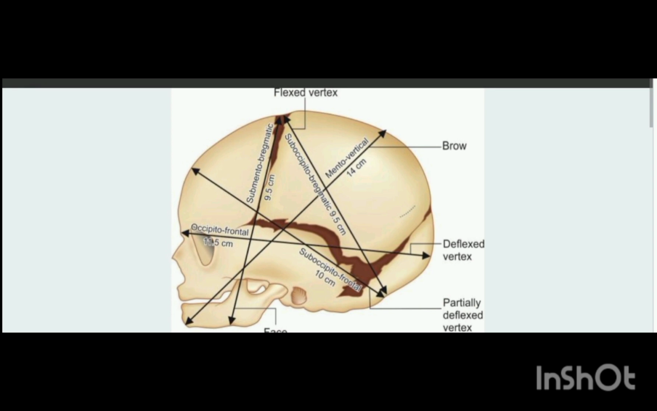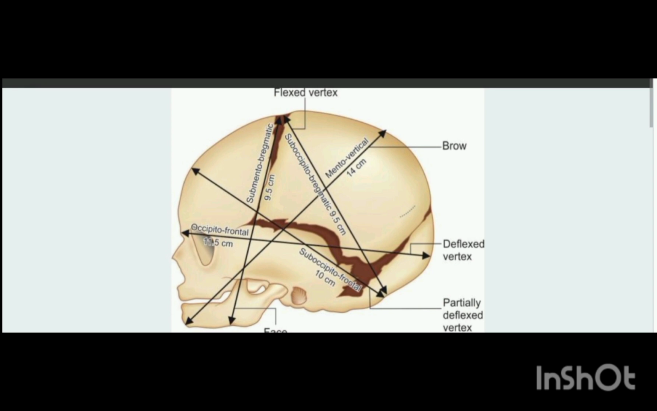And suboccipitobregmatic, the next diameter, is from the lateral portion, below the bony prominence of the occiput, to the bregma or anterior fontanelle. This is called the suboccipitobregmatic diameter. It is about 9.5 centimeters.